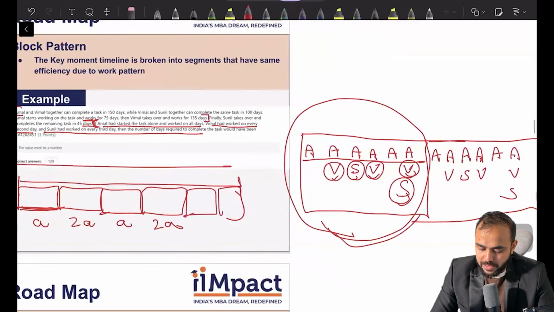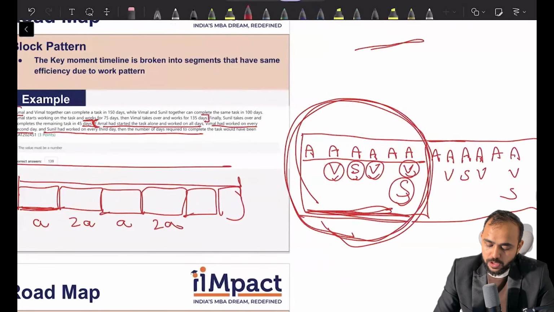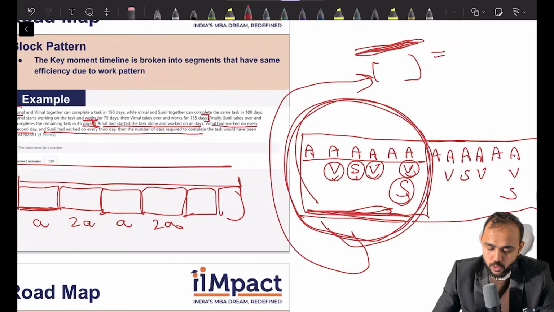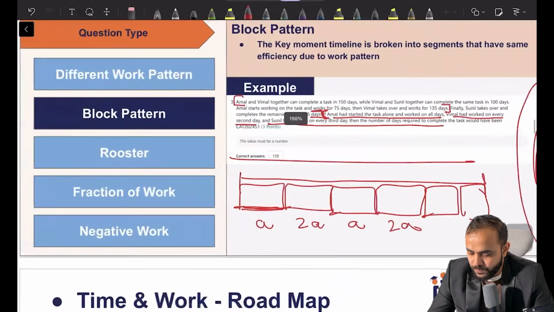And then you will find the total work that is getting done in this block itself. And then the total work that has to be done, you will divide that by the work done in one block. Whatever you get will be the number of blocks required, and each block is made up of 6 days. So your answer will be number of blocks into 6 days, if the duration is what they are asking you for. Clear on this?